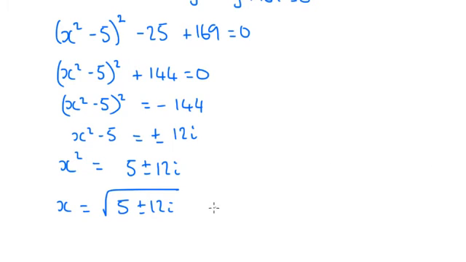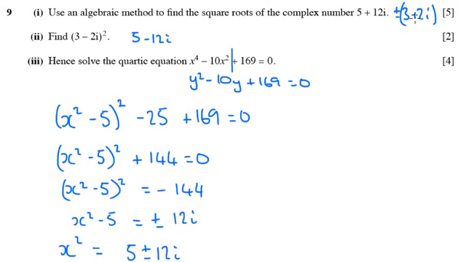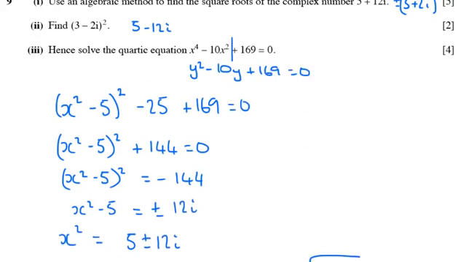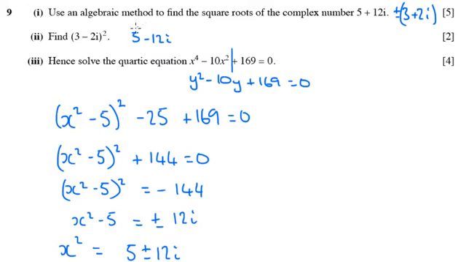But we've already worked out the square root of 5 plus 12i. That's plus or minus 3 plus 2i. So all we need is the square root of 5 minus 12i. But we've already shown that 3 minus 2i squared is 5 minus 12i. So if we were to square root this, we would get 3 minus 2i.